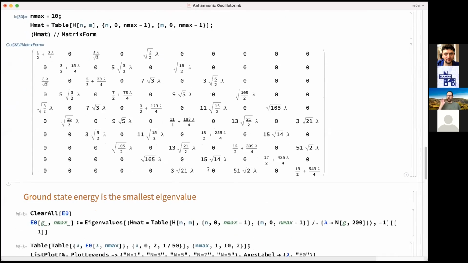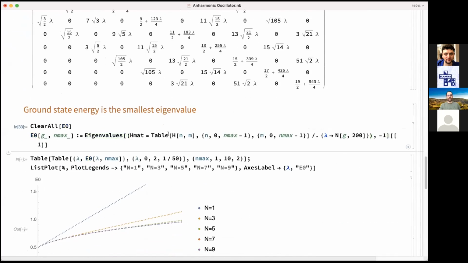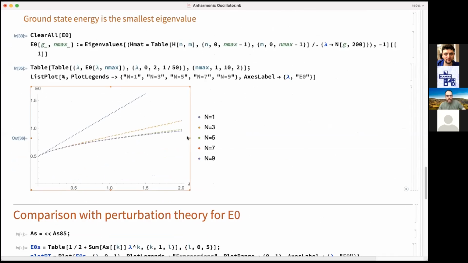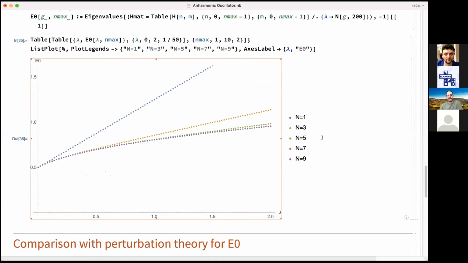For a fixed value of lambda, Mathematica is very efficient. So that's what this function does. And here I'm plotting. I'm running everything in real time to show you that it's really fast, that you don't have to go to a computer cluster. So this is if you just do the matrix one by one. So you get this line. This is the ground state energy as a function of lambda.